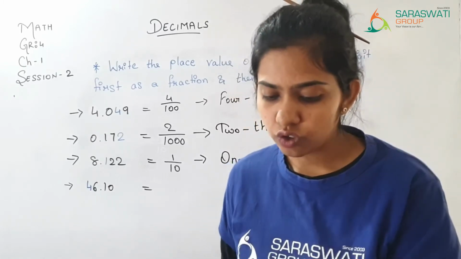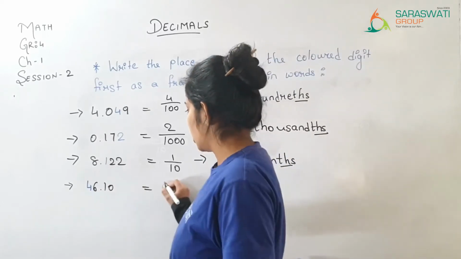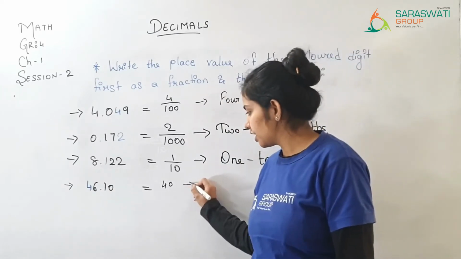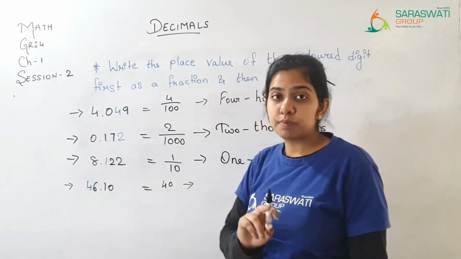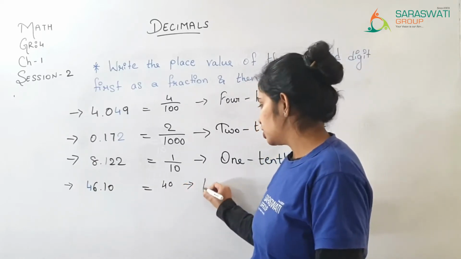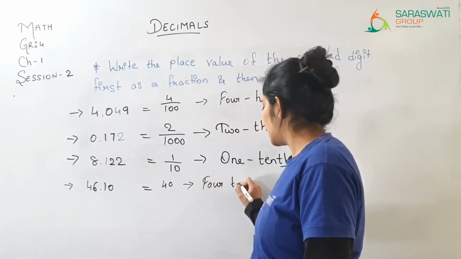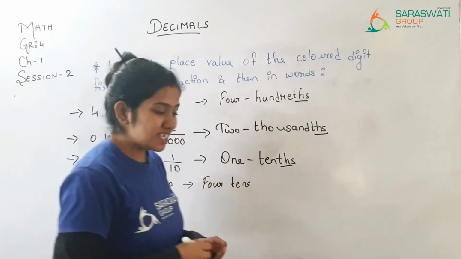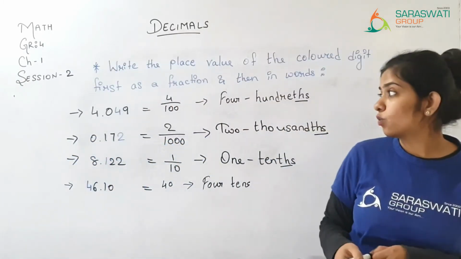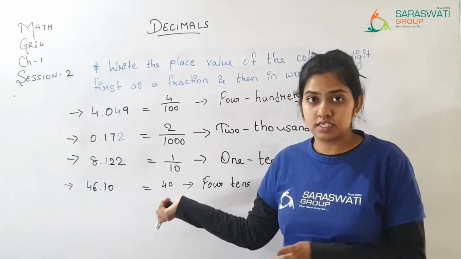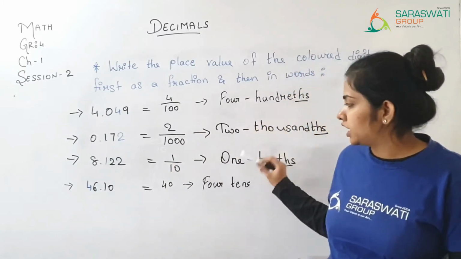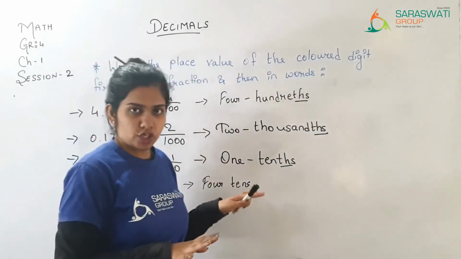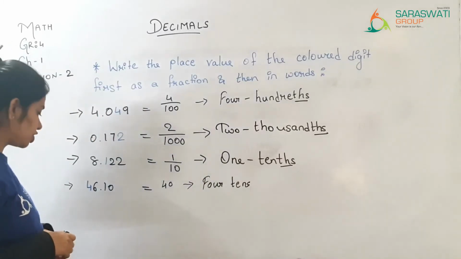Now so you will write 40 because this is tens and ones. So 40 and which place is it? It is at the place of tens. So you will write 4 tens. Right? So in this way you will solve this question. First you will write it in fraction and then this if it is whole part, and then you will write it in words. Okay? So this is all about this question. Now let us move to our next question.